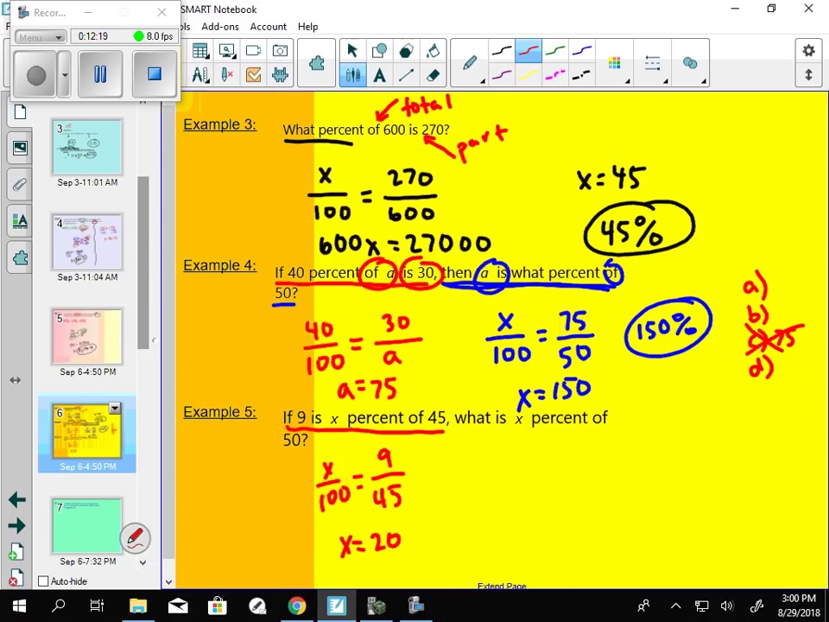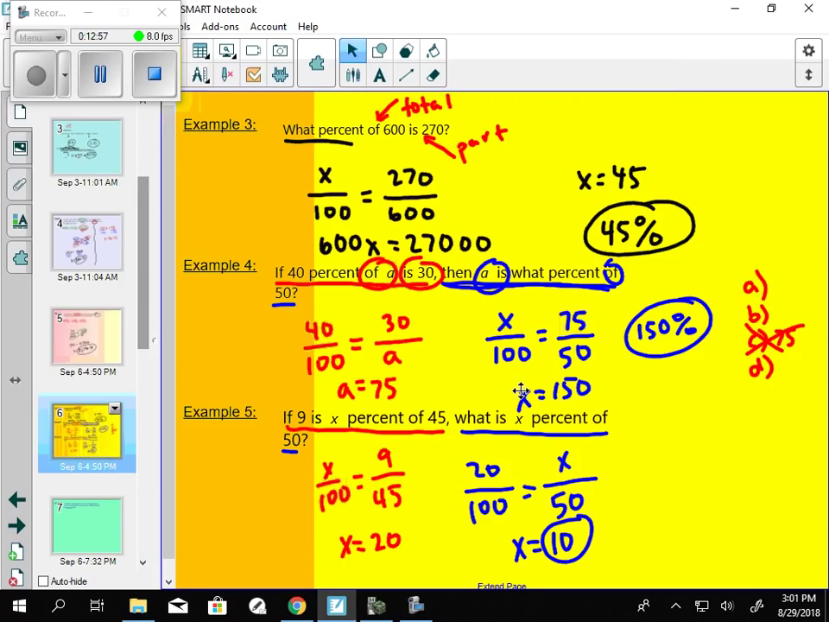And now we have to answer the second part of the problem. What is X percent of 50? So we have another proportion here. 50 is our total. What is the percent? We know our percent from before is 20, so 20 out of 100. We're trying to find out what that other part is. What is this going to be? If you cross multiply and divide this, we end up with an answer of 10. So 10 would be 20% of 50.